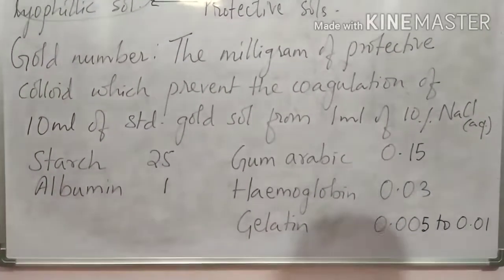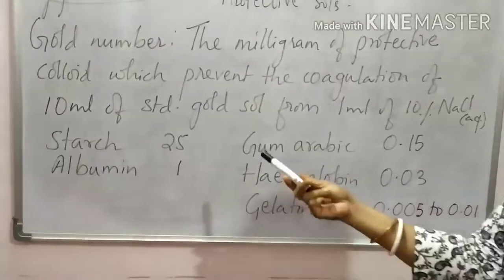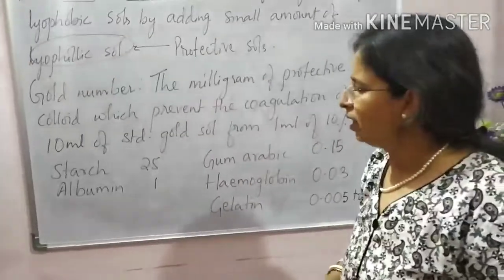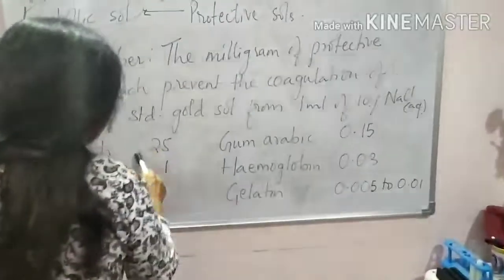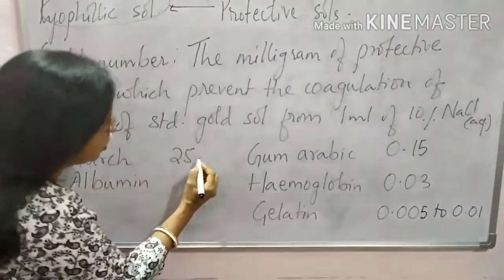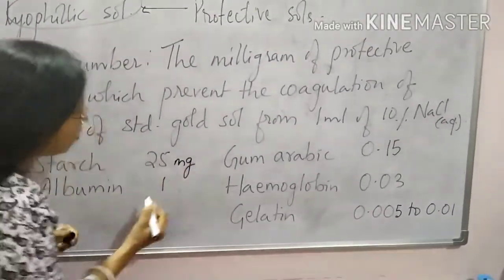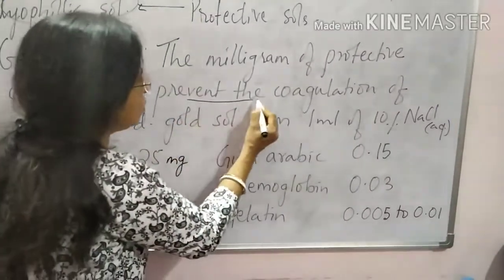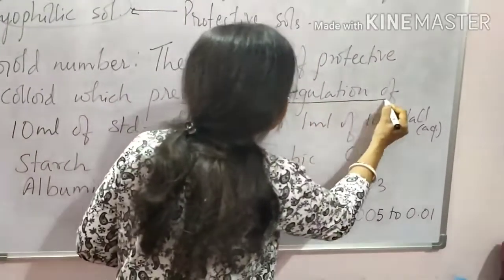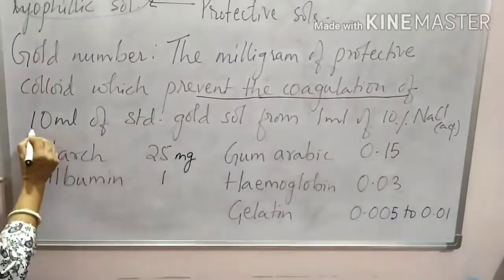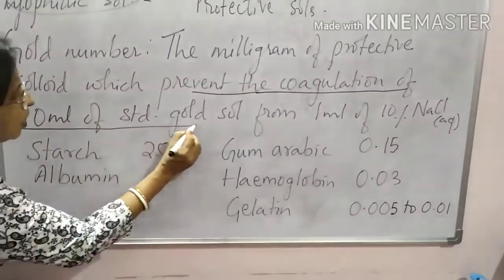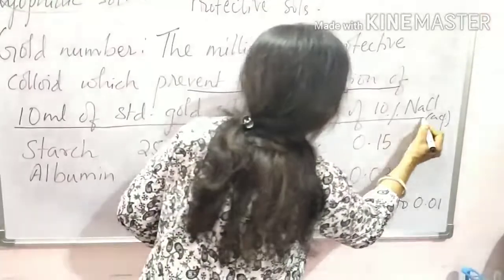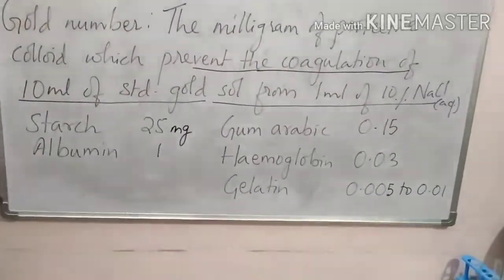Once a question had come. Gold number of starch is 25. What does it mean? इसका meaning क्या है? 25 milligram of starch can prevent the coagulation of 10 ml of standard gold sol from 1 ml of 10% NaCl solution.